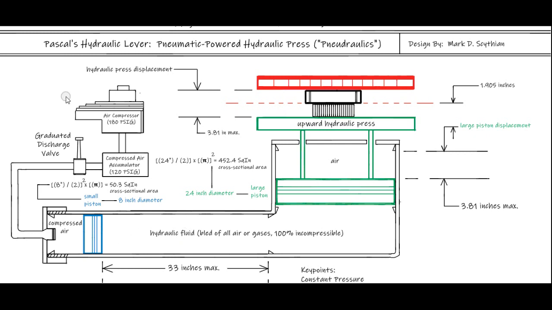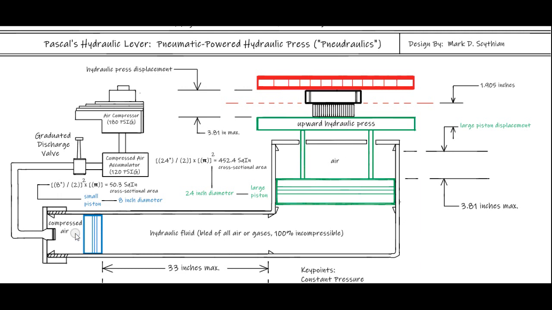So here we'll start with the air compressor. It's rated at 180 psi gauge pressure. It then transmits 120 into a compressed air accumulator. We then have some sort of a graduated discharge valve to release the 120 pounds per square inch of compressed air pressure inside of a smaller cylinder in relationship to a larger cylinder and larger piston.